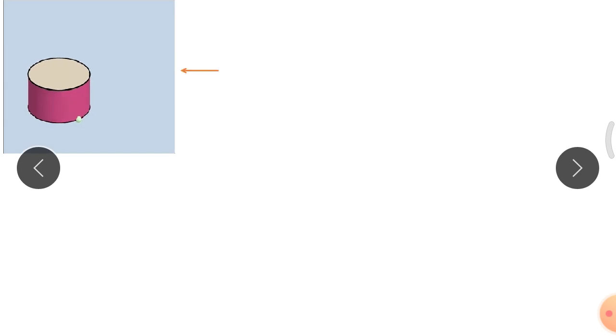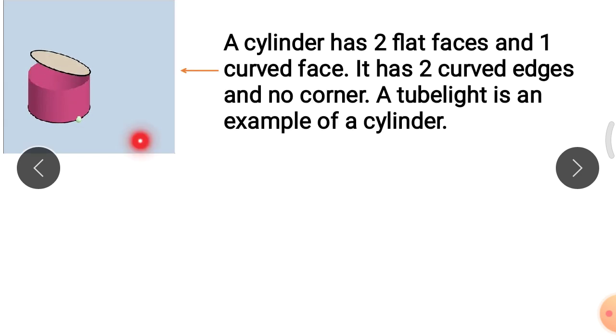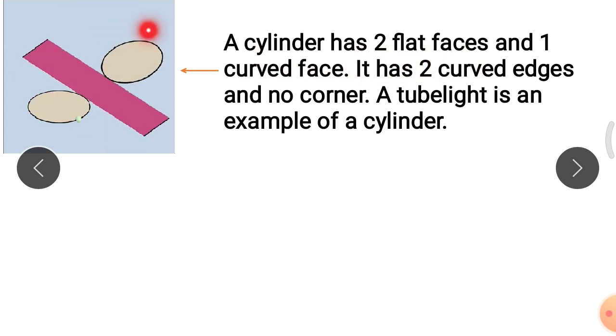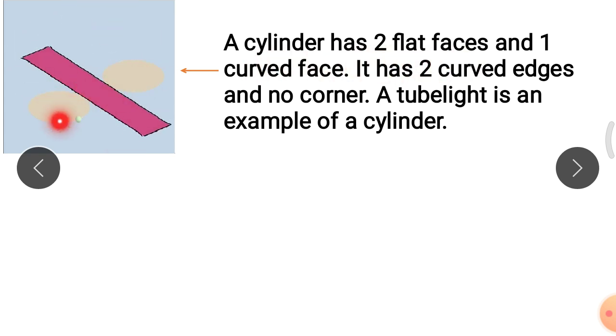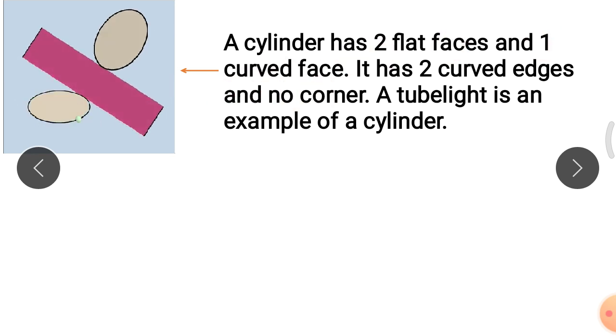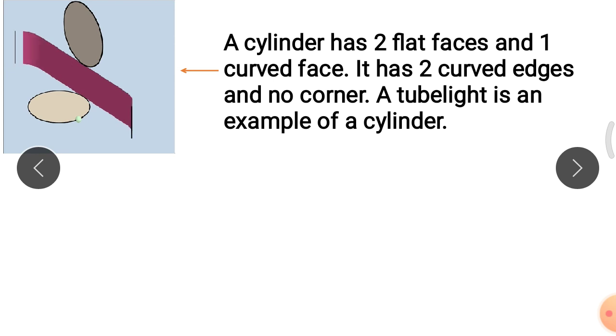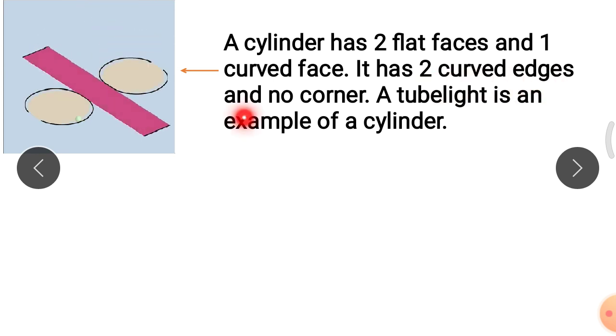This is cylinder, right? This shape is called cylinder. A cylinder has two flat faces. Can you see this one and this one? Two flat faces and one curved face. And one curved. See, this one is curved. So this one is curved. It has two curved edges and no corners. One edge and second edge down. Right? So it has two curved edges and no corner. It doesn't have any corners.